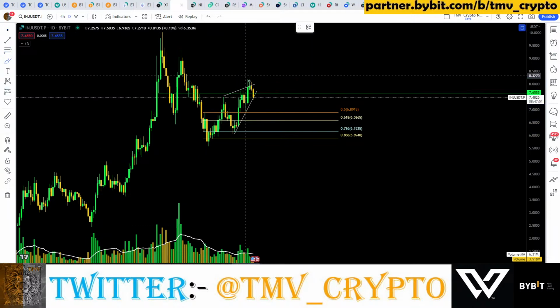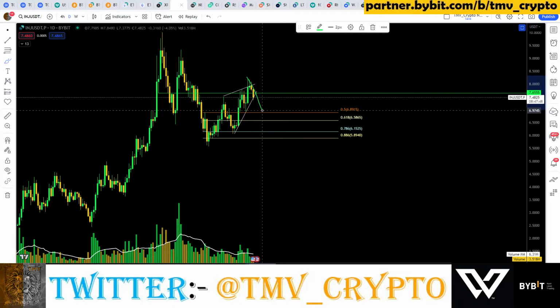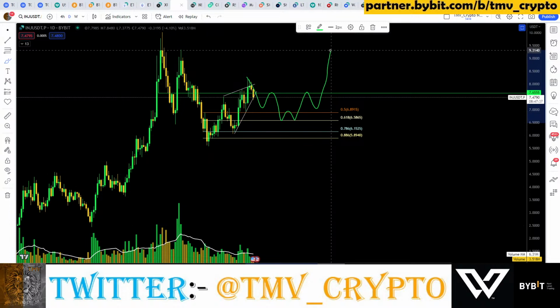So this is how I would like to see INJ doing. It goes up like this, retests 7.65, 7.7, then dumps back to the golden pocket zone. We buy it here, big support, and it's just going to rebound and go up like this.